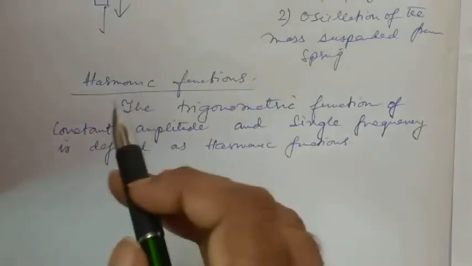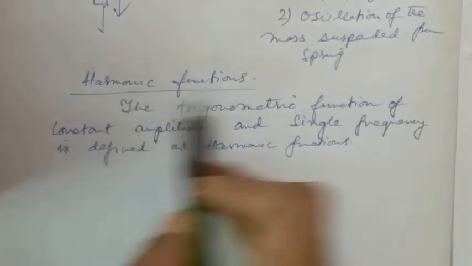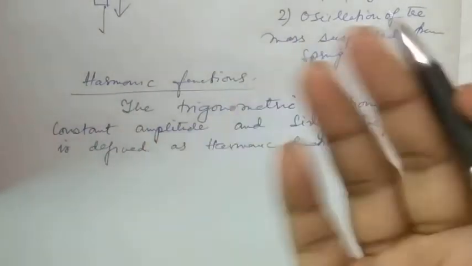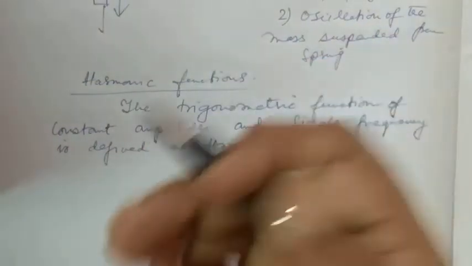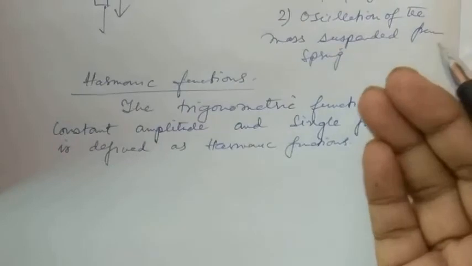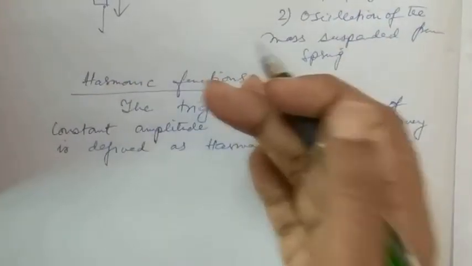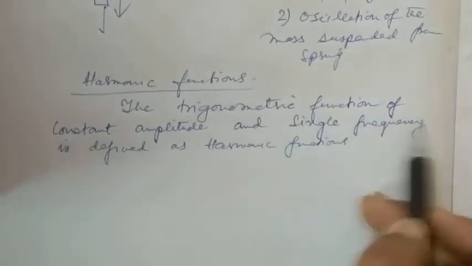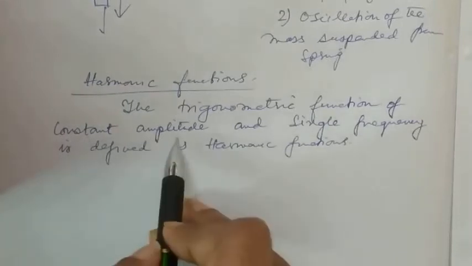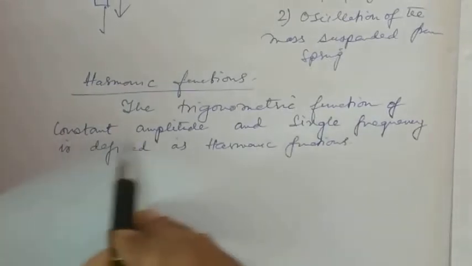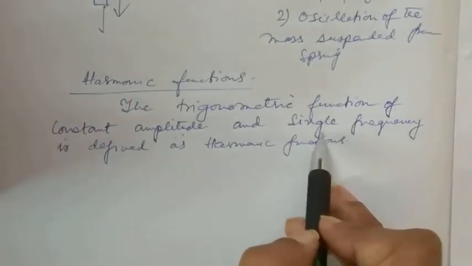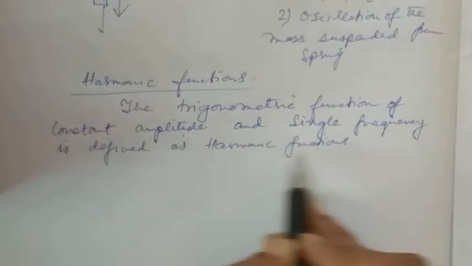Now a little bit of mathematical portion. What is a harmonic function? That means an oscillatory motion when expressed in a mathematical form. In the mathematical form, they are known as harmonic functions. The trigonometric function of constant amplitude. Amplitude is constant and single frequency is defined as harmonic functions.